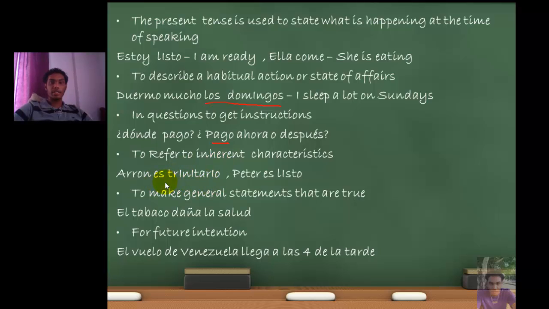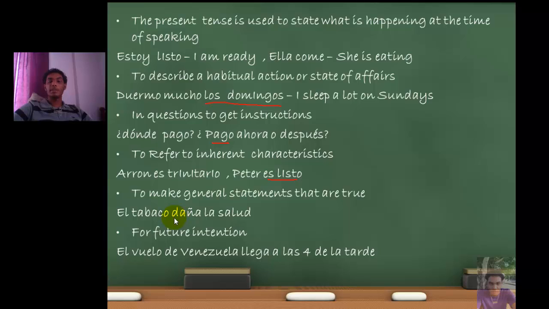Inherent characteristics, right? You want to say that I am a Trinidadian, Aaron es trinitario, or Peter es listo. Later on, I would explain the differences between es listo and está listo. Es listo means wise, and estar listo means ready. So Peter is wise, and Aaron is Trinidadian.